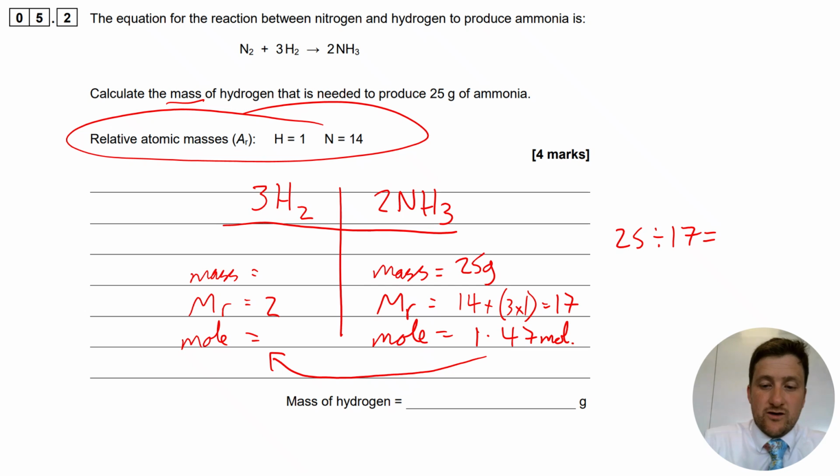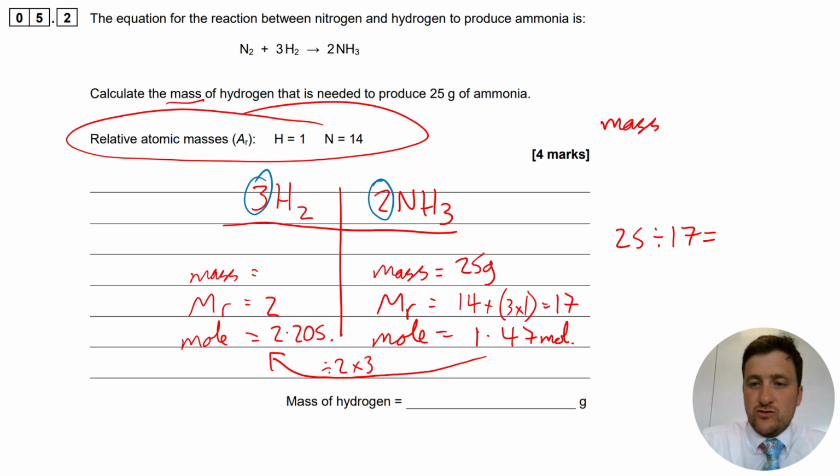This is where the big numbers come in. This is where these 2 numbers come in. I'm going to divide it by 2 and then times it by 3. And that is going to equal 2.205.